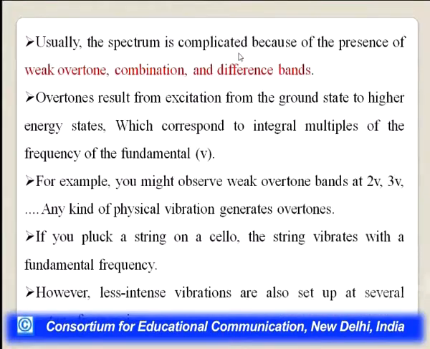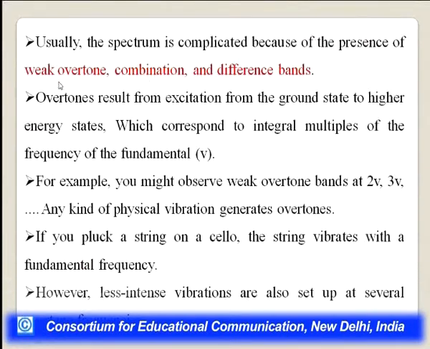Usually the spectrum is complicated, it's not simple. The IR spectrum for a particular compound, or for a particular unknown, will not be as simple. It is complicated. Why? Because of the presence of weak overtones. We will discuss it in detail. What is overtone? Combination and difference bands.